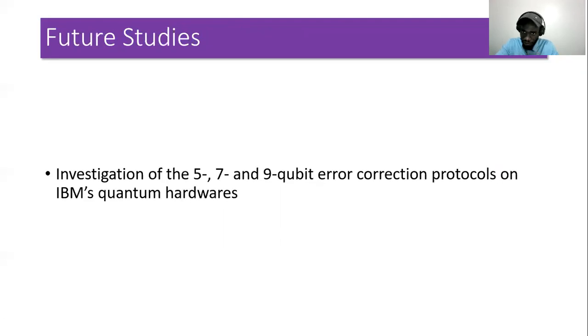Based on what we have observed, we would like to implement other available quantum error correcting protocols. To be specific, the 5-qubit code and the 7-qubit code. We would like to investigate how they would perform in actual hardware. This is the direction of the project going forward.